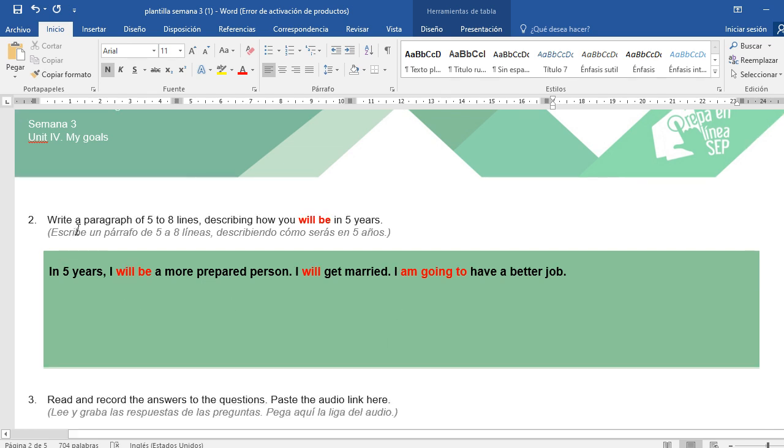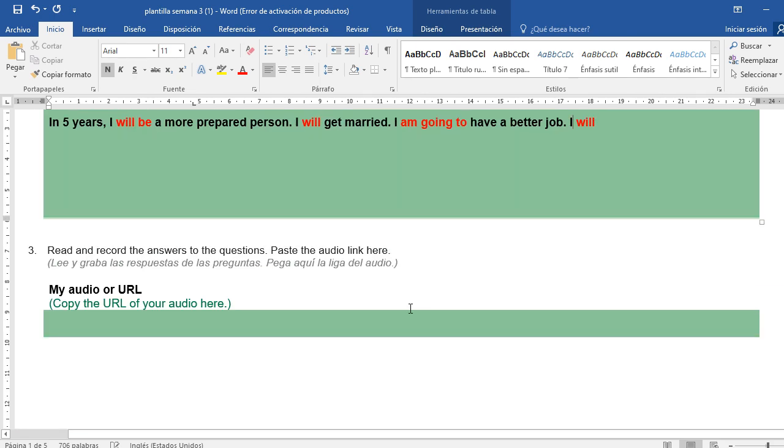Then, on section number 2, we have, write a paragraph of 5 to 8 lines, un párrafo de 5 a 8 líneas. No solo me anotes un renglón ni 3 o 4 palabras porque igual lo penalizo. Es un párrafo de entre 5 y 8 líneas describing how you will be in 5 years. ¿Cómo crees que serás in 5 years? Again, the whole paragraph should include I will be, I will get, I am going to, I will, these auxiliaries that we've been learning. Deben incluir los auxiliares que hemos estado estudiando para indicar tiempo futuro.